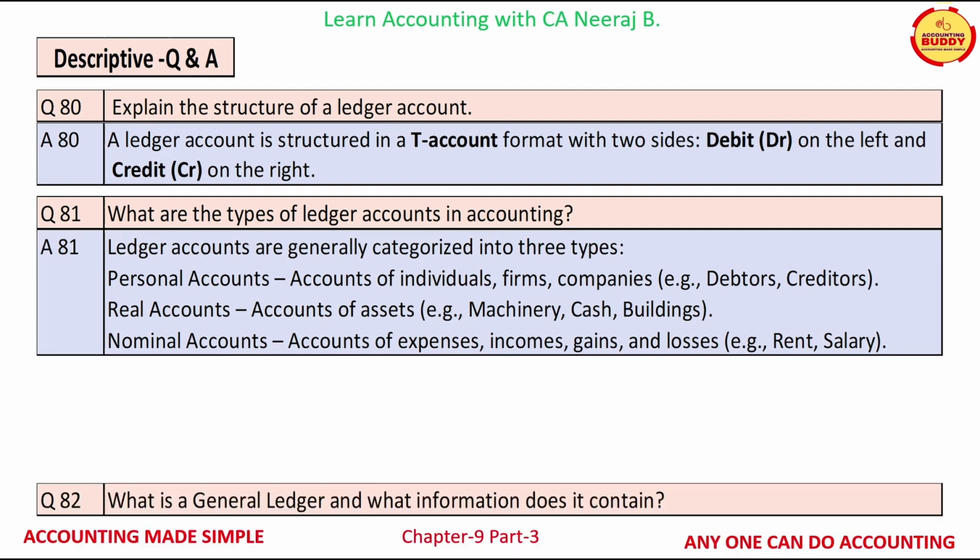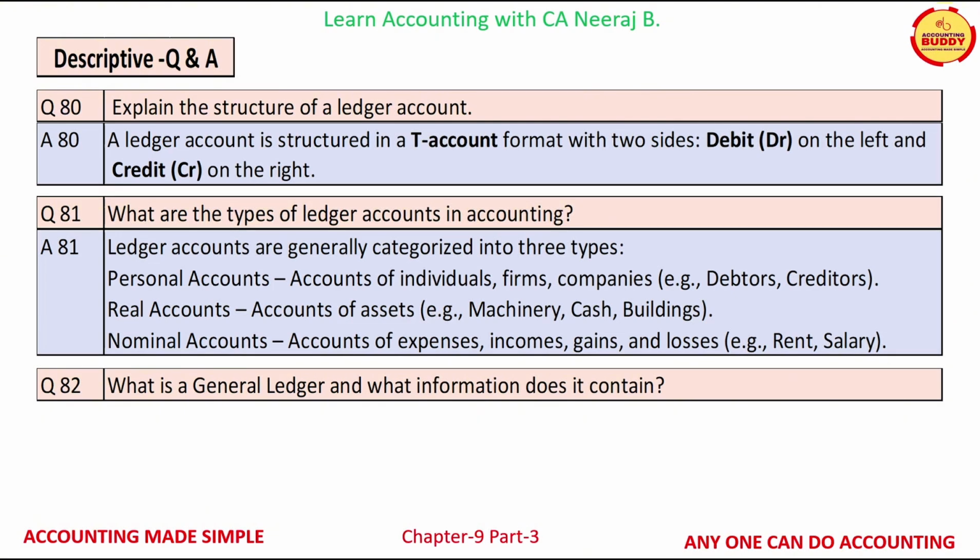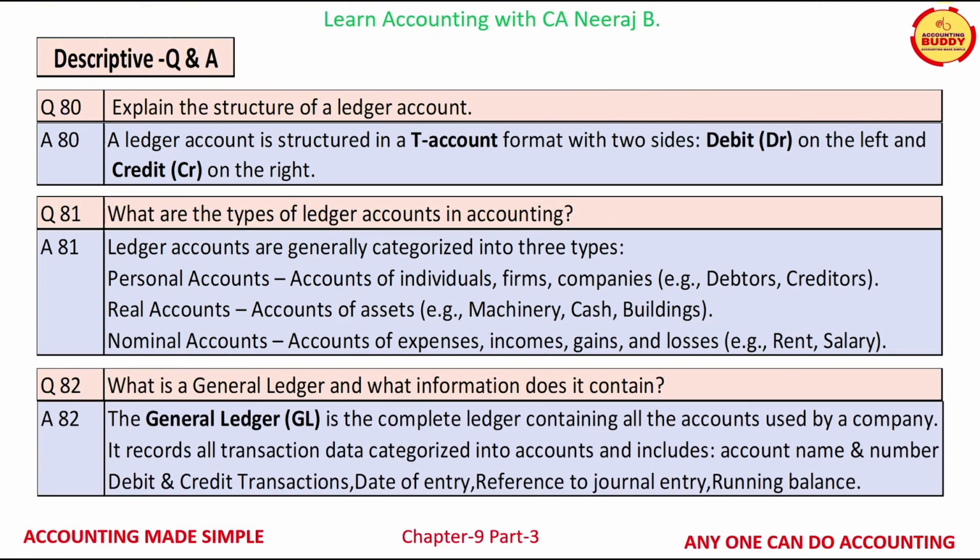Question number 82 is, what is a journal ledger and what information does it contain? And the answer is, the journal ledger is the complete ledger containing all the accounts used by a company. It records all transaction data categorized into accounts and includes account name, number, debit and credit transactions, date of entry, reference to journal entry, and running balance.